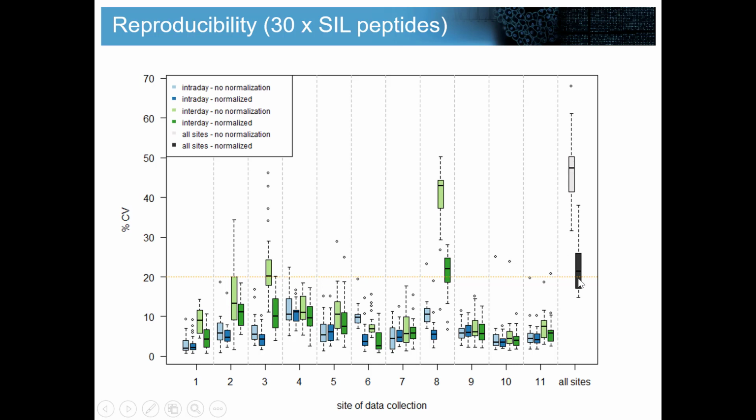If you include the normalization for the response factor for each of these instruments, then you get down to somewhere where the average CV is on the order of between 20 and 25%, which sounds kind of on the high side. But when you consider what the source of the data is, right, this is more than 200 files from 11 different sites, label-free, we thought this was actually pretty respectable.